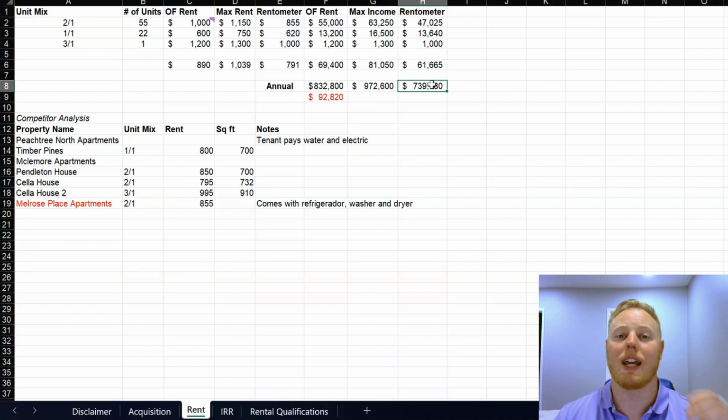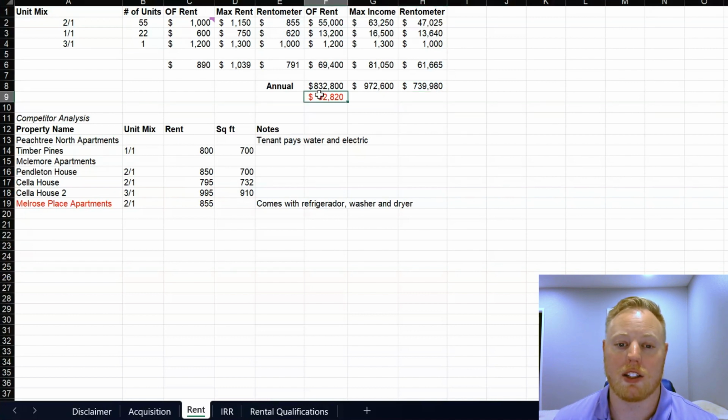And what you want to do with income is you want to be conservative by the least amount of income. That's conservative on that end. And then expenses, you want to overdo expenses to be conservative, just to make your numbers work. And what you can see here is there's a $92,000 difference between what the broker said in the offering memorandum and what we're saying.